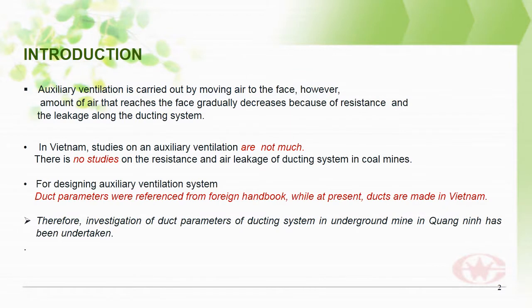Introduction. The auxiliary ventilation is carried out by moving air to the face. The amount of air arriving at the face decreases because of the resistance and leakage of the ducting system. In Vietnam, studies on auxiliary ventilation are not many. There is no study on resistance and air leakage in ducting systems being used in coal mines.